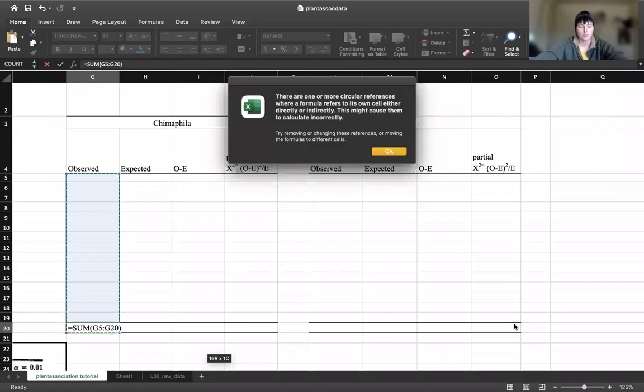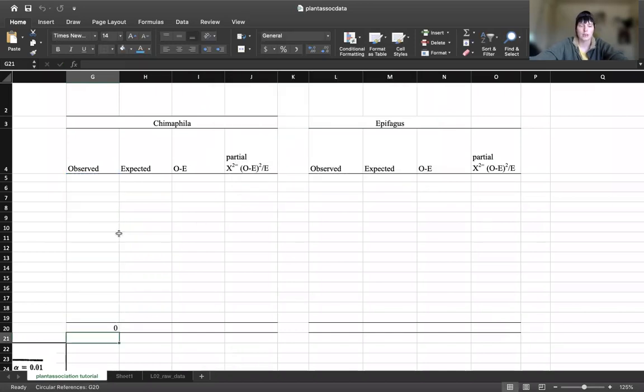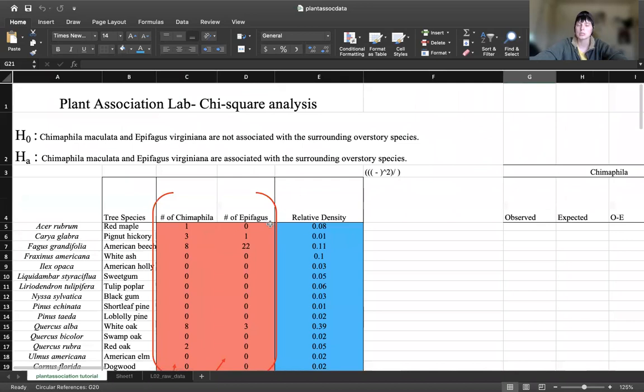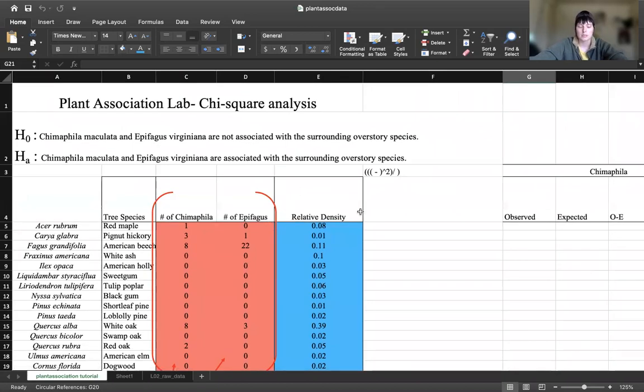Hi guys, we're going to be going over the plant association lab analysis today. In the field this week, we all went out to Pocahontas State Park and looked at a couple understory species. We want to determine if there is an association with the overstory and the understory species. The understory species that we're looking at this week were Chimaphila maculata and Epifagus virginiana.